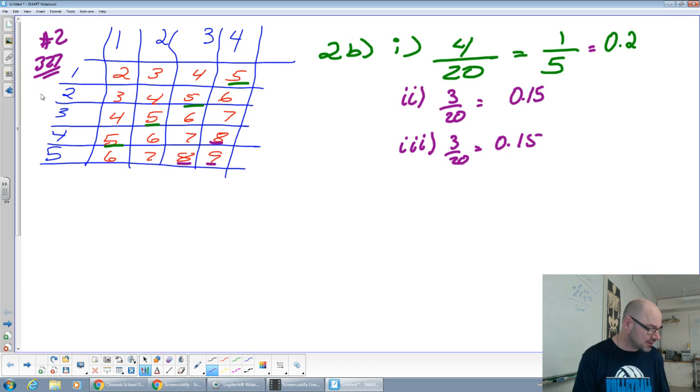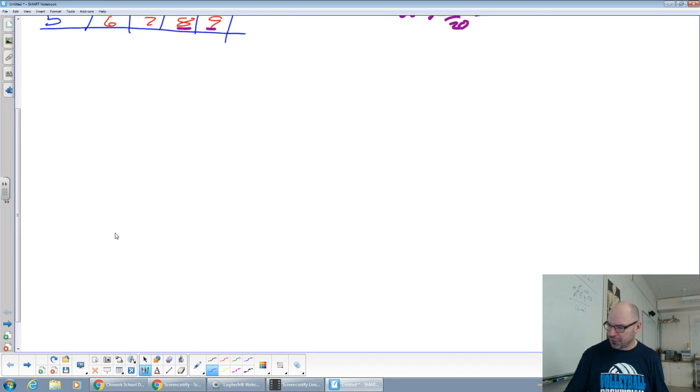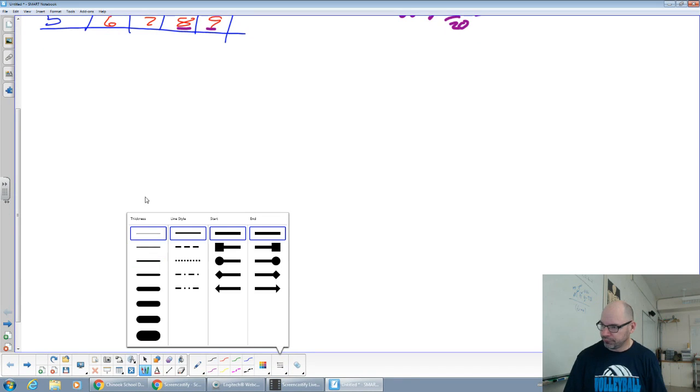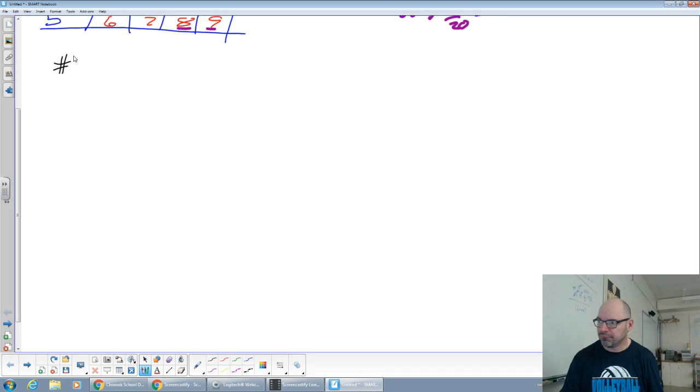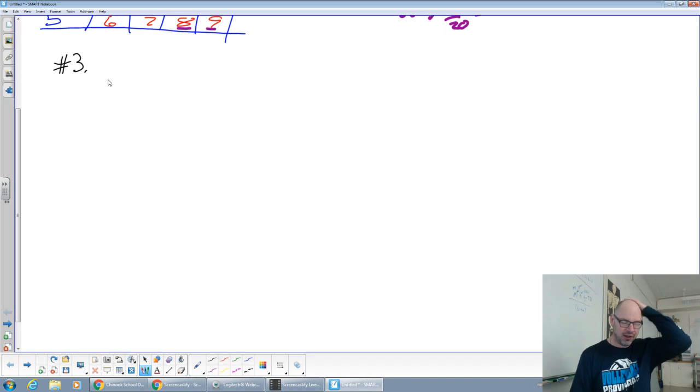Okay, let's do number 3. The second section deals with odds and probability. So I'm going to move this up now. Okay, so if you're looking at number 3, which I'll go back into here. Okay, so number 3 says, Fatima draws a card at random from a standard deck of 52. Determine. Okay, so we're looking at probability. So probability is favorable events over total.